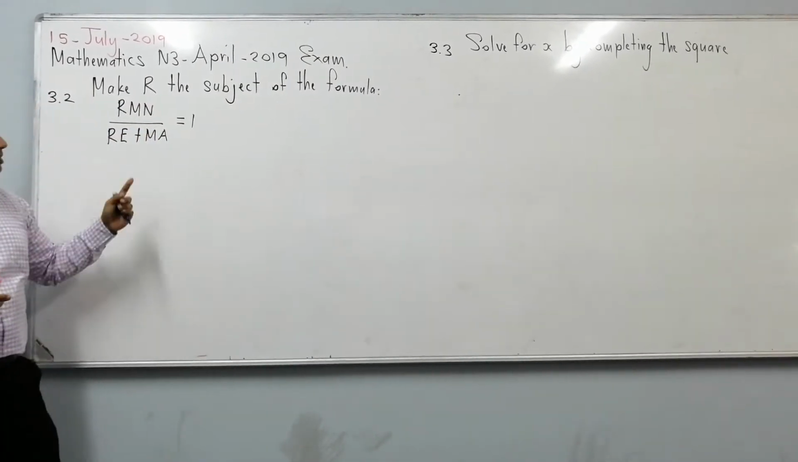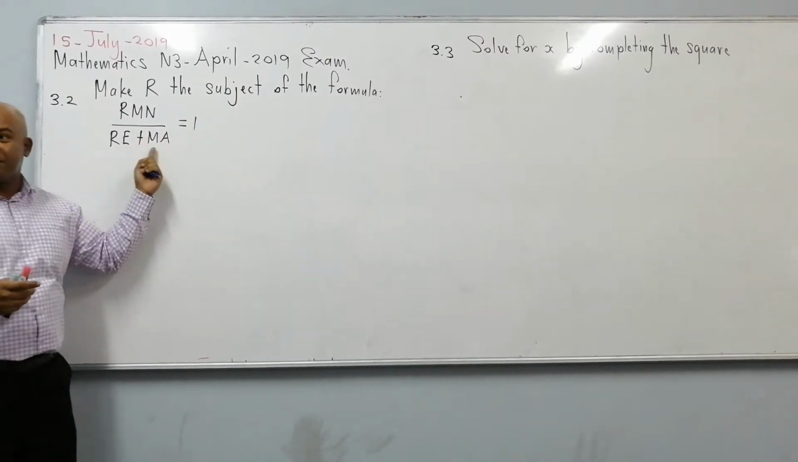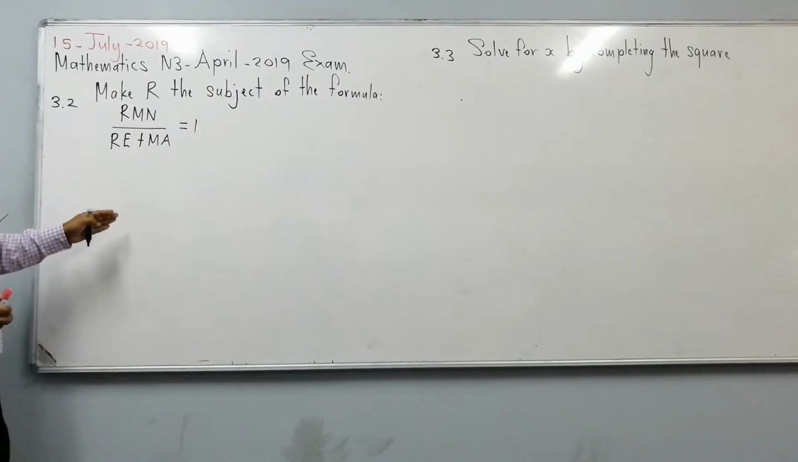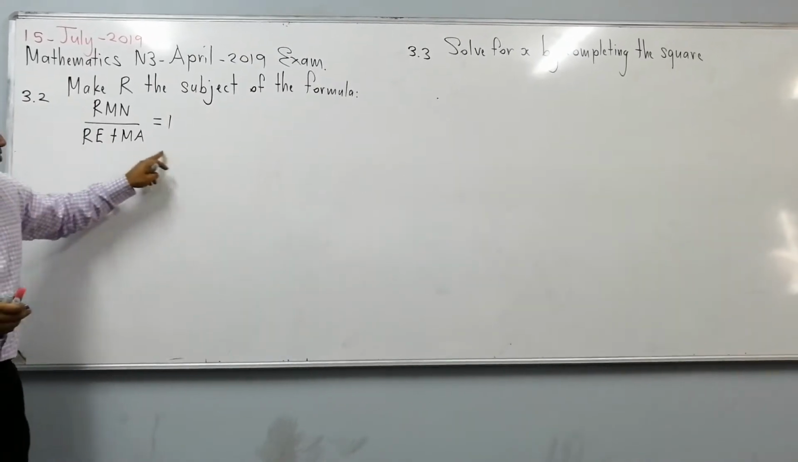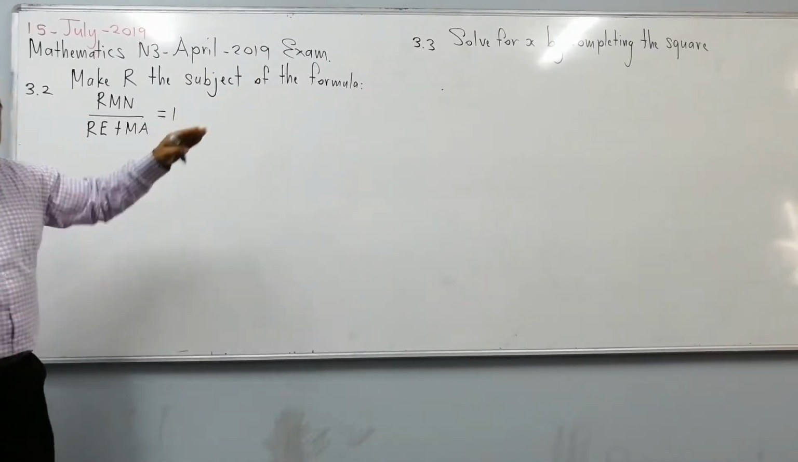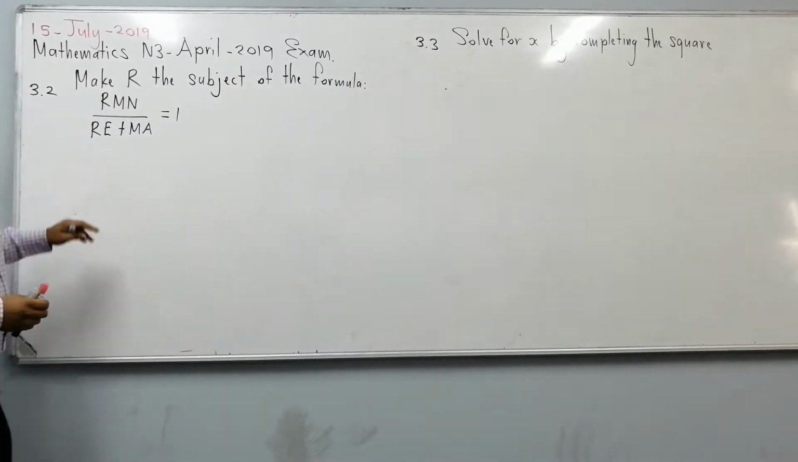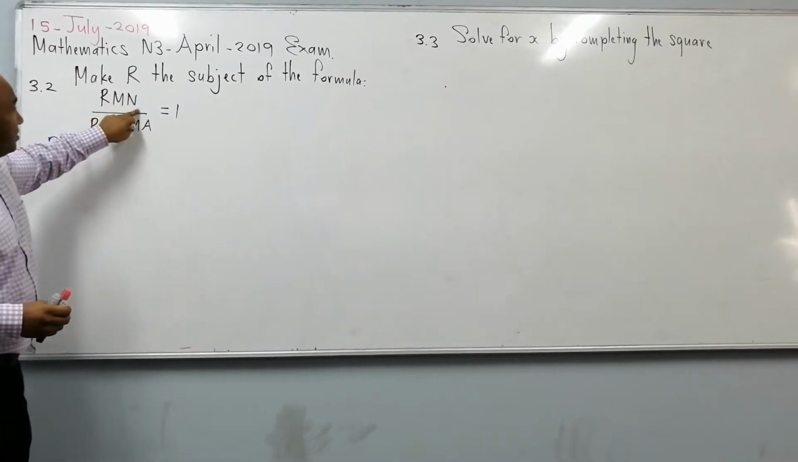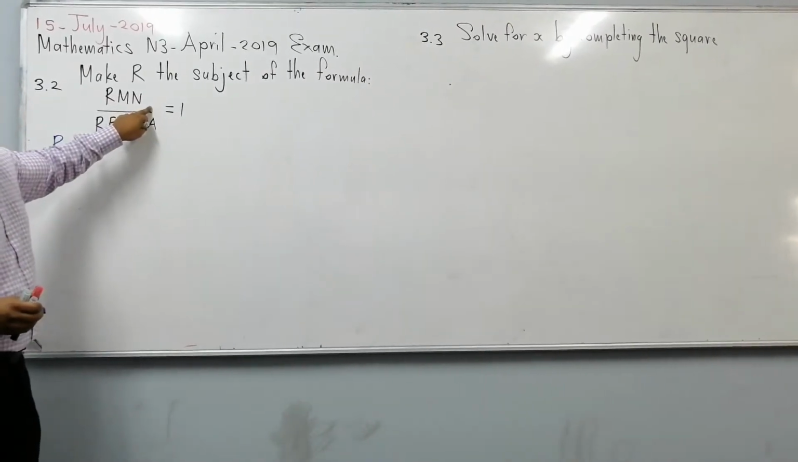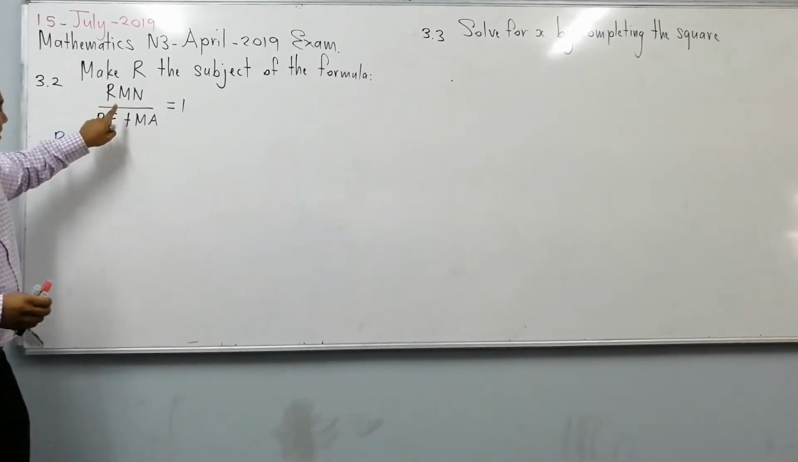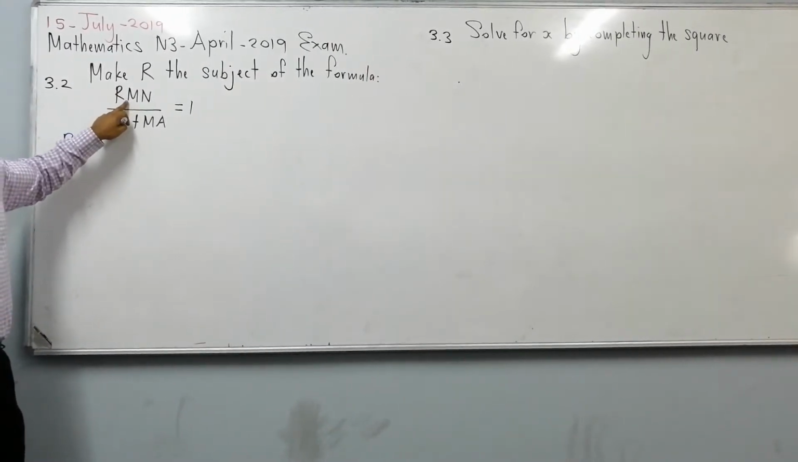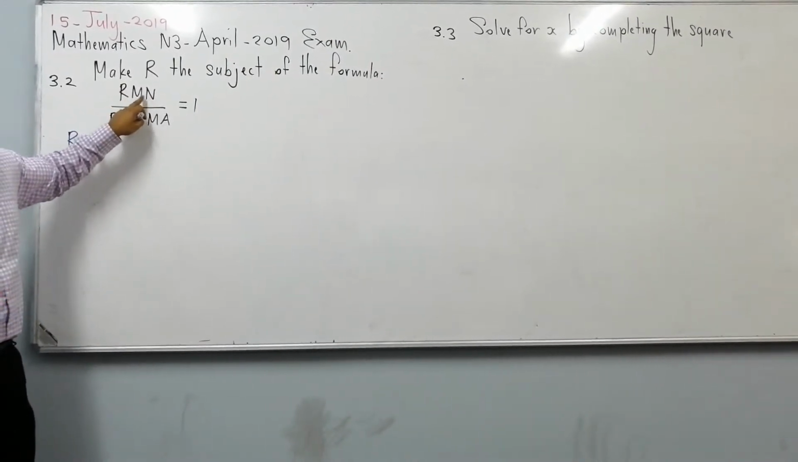Why? It's because there's a plus sign separating terms here. Can you see that? If there's a plus sign or a minus sign, you cannot cancel. So let's get rid of the fraction. Let's cross multiply. So I got R. Now, what does this mean? RMN. Here, there's no plus sign, no minus sign, no division sign, so therefore this is multiplication.